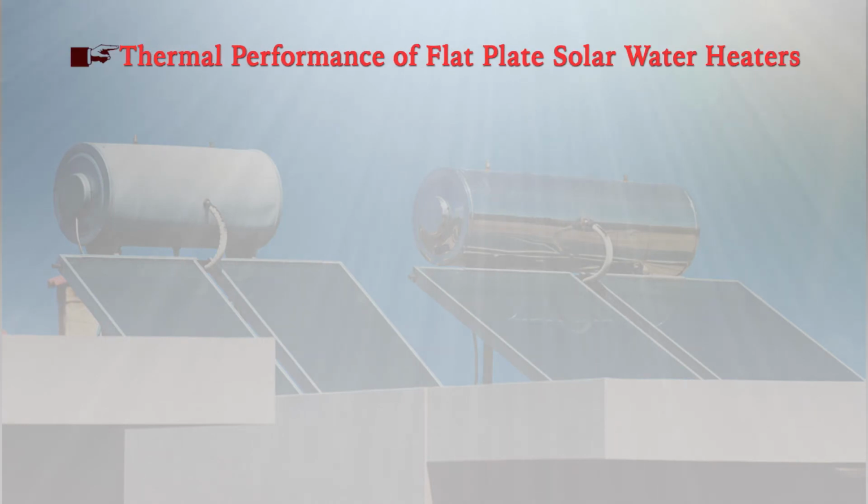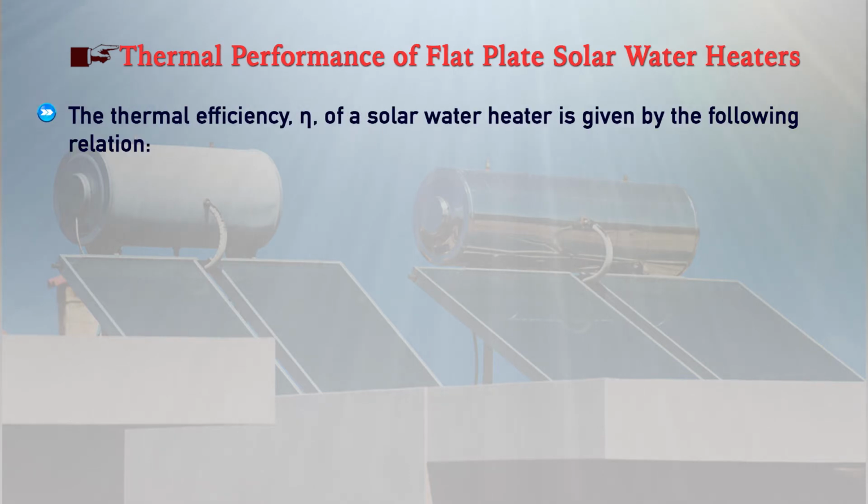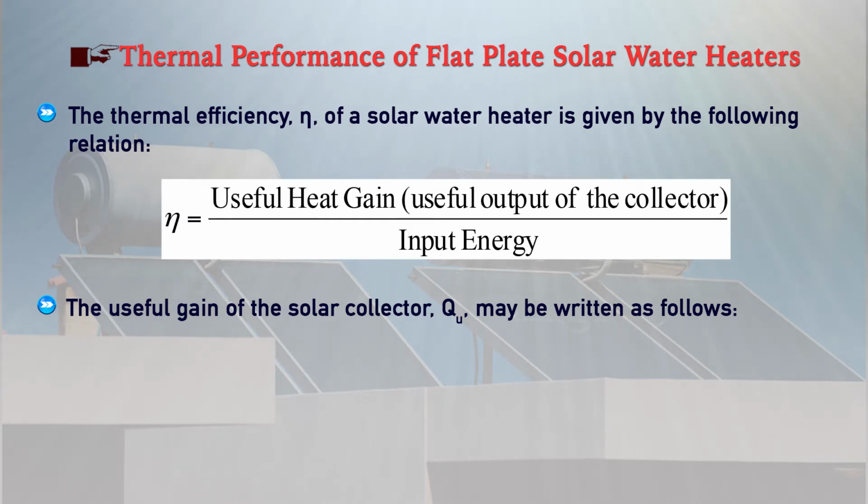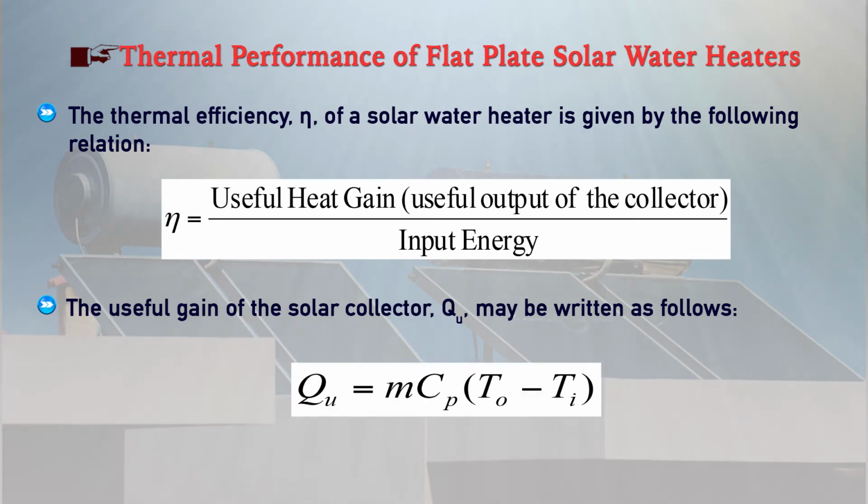Now we will discuss thermal performance of flat plate solar water heater. The thermal efficiency, which is denoted by eta, of a solar water heater is given by the following relation. Efficiency is equal to useful heat gain, that is the useful output of the collector, upon input energy. So you can say this is equation number 1. What is the useful gain of the solar collector? It is denoted by Q suffix U, and it may be written as Q_u = m Cp delta T.